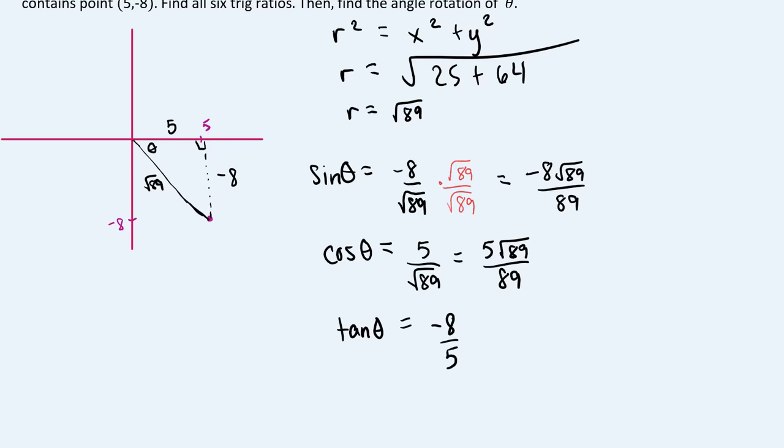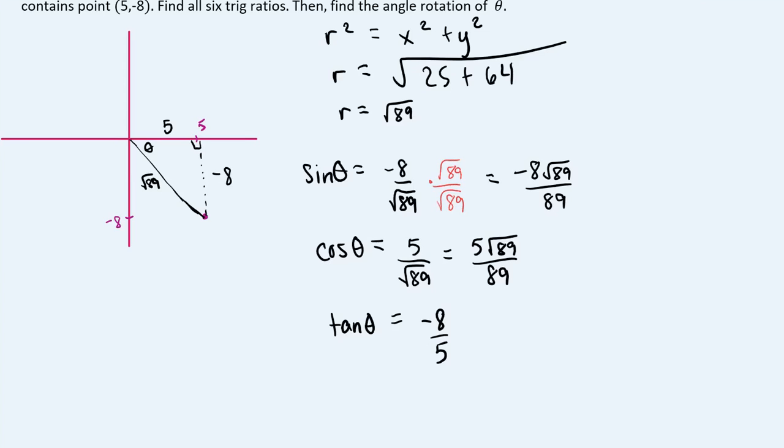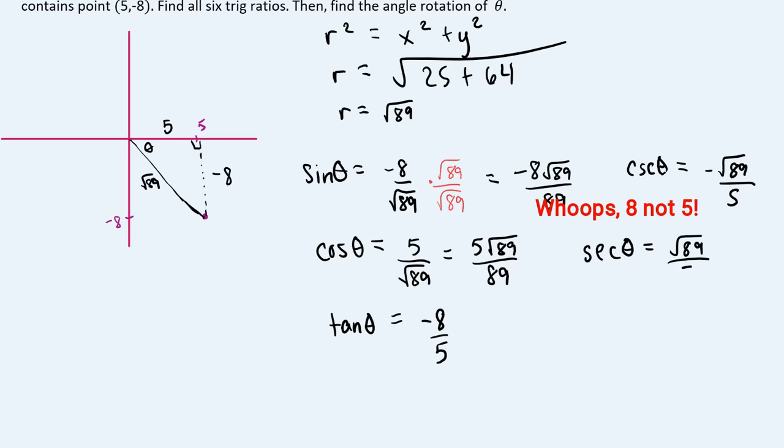So now we can find the reciprocals. If we find the reciprocals, the reciprocal of sine is cosecant. So that would be negative square root of 89 divided by 8. And then secant is the reciprocal of cosine. So the reciprocal of that should be square root of 89 divided by 5. Cosecant should be -square root of 89 divided by 8. And then cotangent, the reciprocal of tangent, would be -5 over 8.